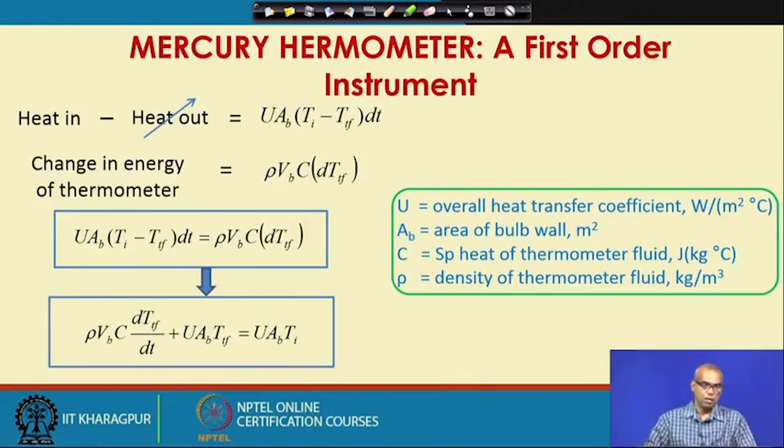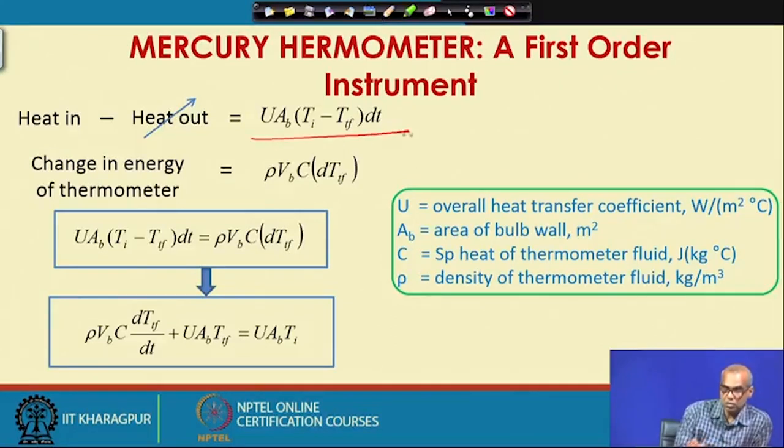Now, the heat input can be written as this, which represents heat transfer coefficient, area of heat transfer, this is area of the bulb, and the temperature difference. Thermal energy goes from the liquid in the beaker to the bulb. So, liquid temperature is T_i, bulb temperature is T_TF. So, T_i minus T_TF represents the temperature difference. There is no heat loss, so there is no heat out. So, heat in minus heat out is represented by this term.